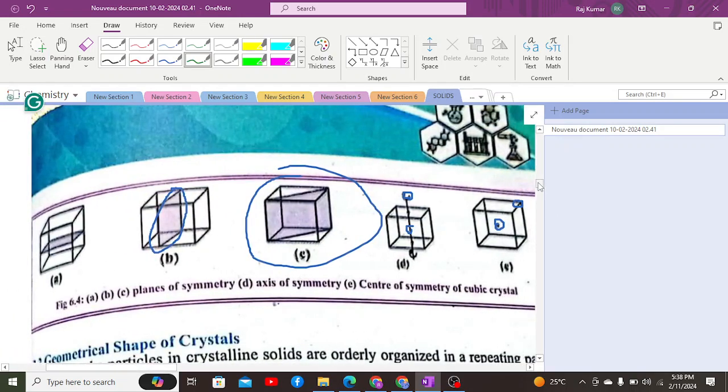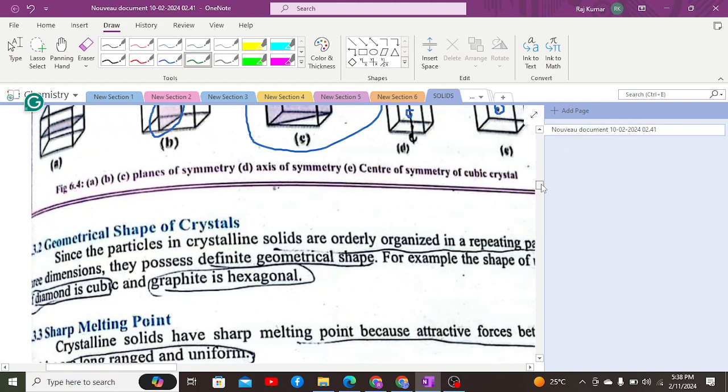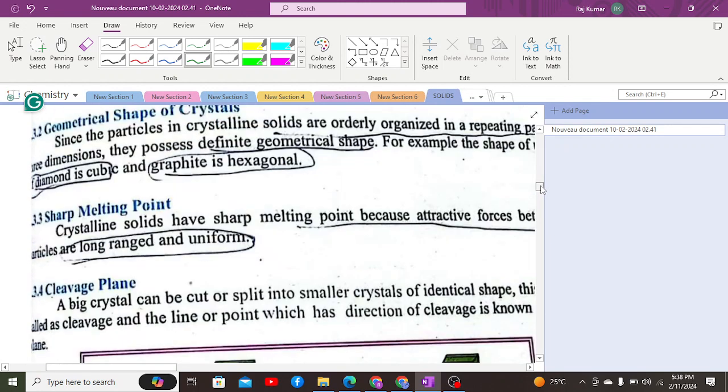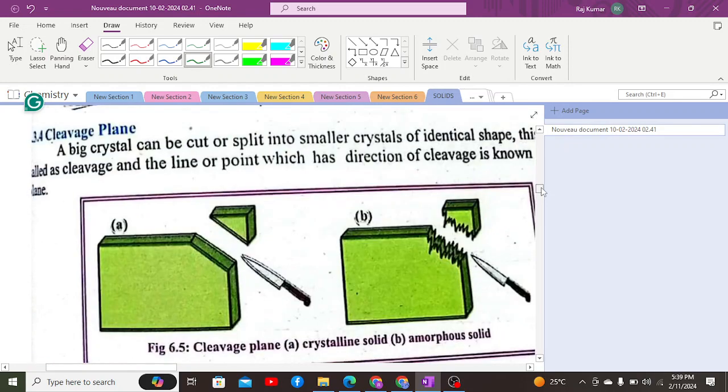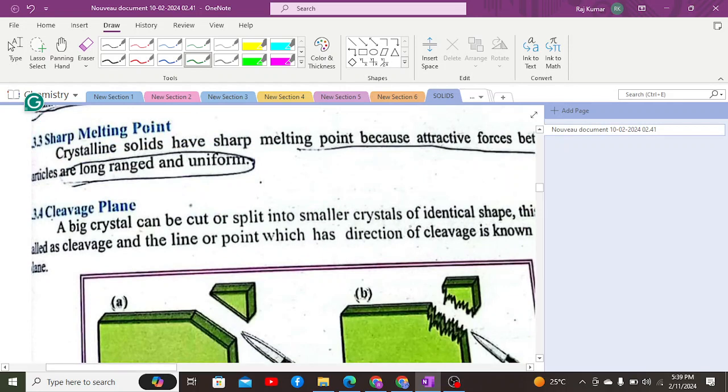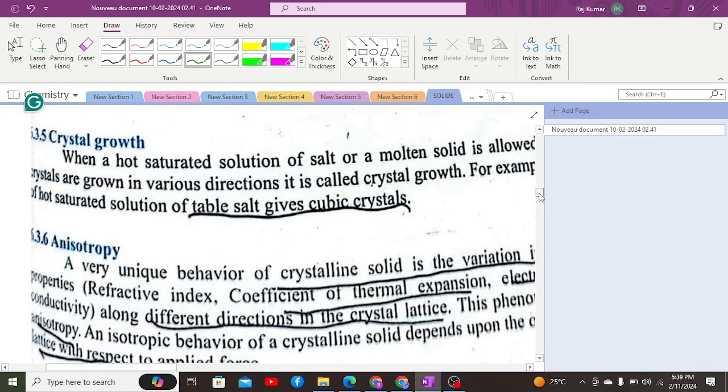Now here, apart from that, we are having geometrical shape of crystals. We know that crystals possess a repetitive arrangement of three-dimensional shapes, so they possess a definite geometrical shape. We are going to discuss what type of geometrical shapes these are. Around seven geometrical shapes are there, which we are going to discuss, and very important as well. And cleavage plane, sharp melting point already discussed, and crystal growth.